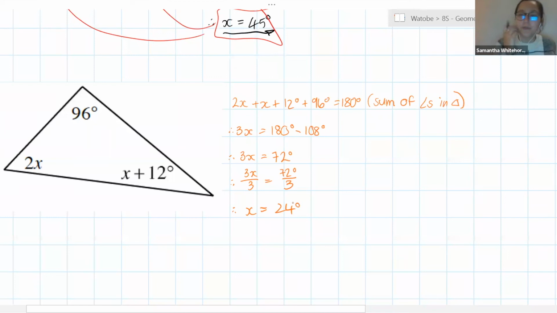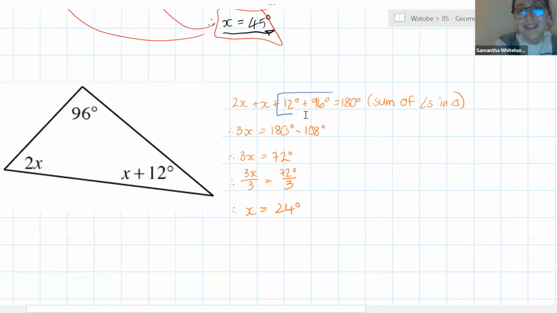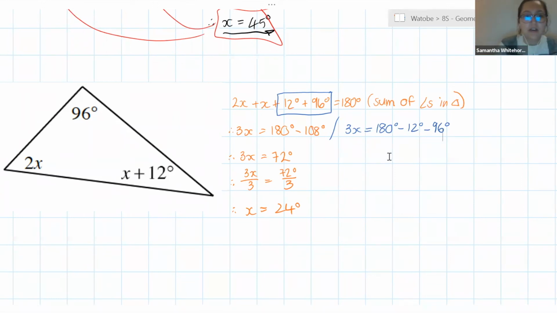Nice. Just quickly so that we all know where these values came from, because as we've discovered, you definitely can do things a little bit differently. The 108 that Theo mentioned came from adding the 12 and the 96 first and then doing the inverse operation. If your step looked like 3x is equal to 180 minus 12 minus 96, that is exactly the same thing, so that is absolutely fine. All right, and then we just go and solve for x. All righty, so well done, guys.